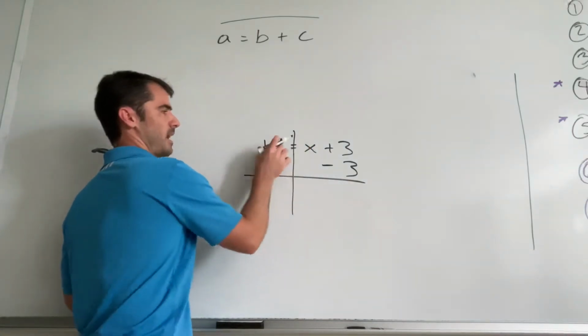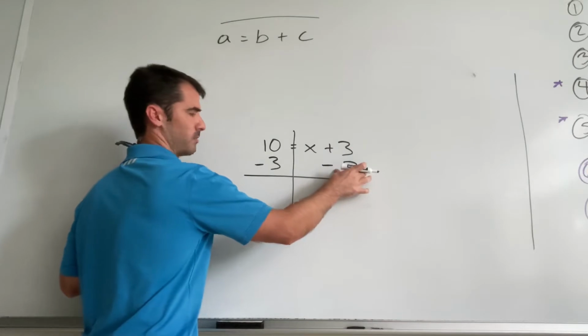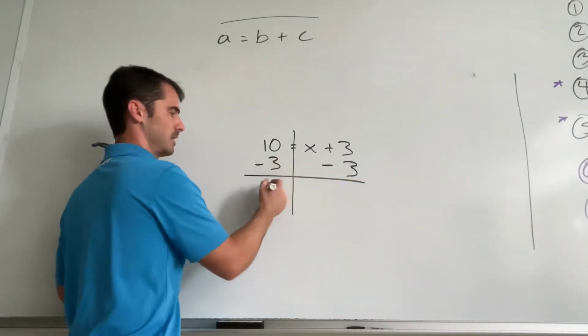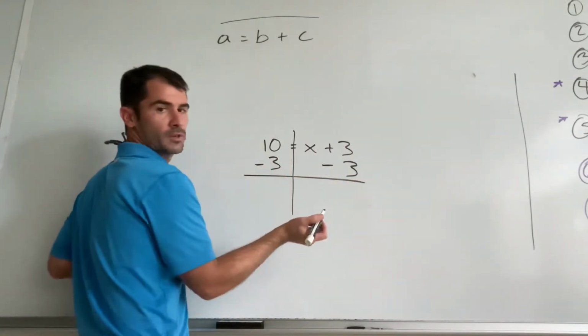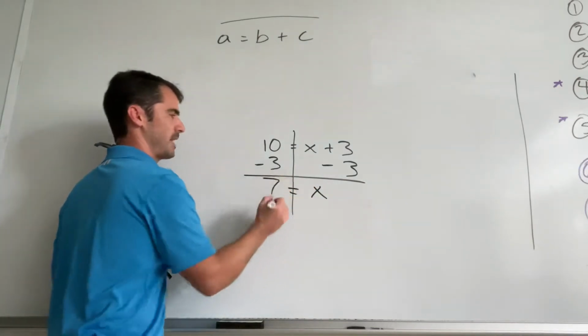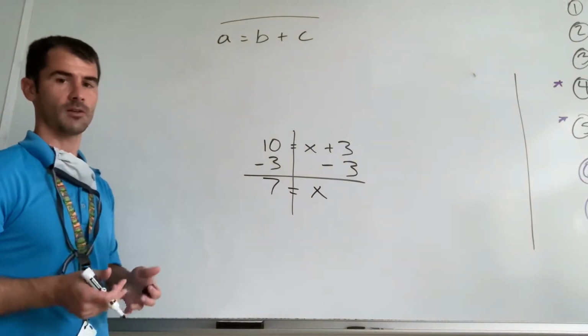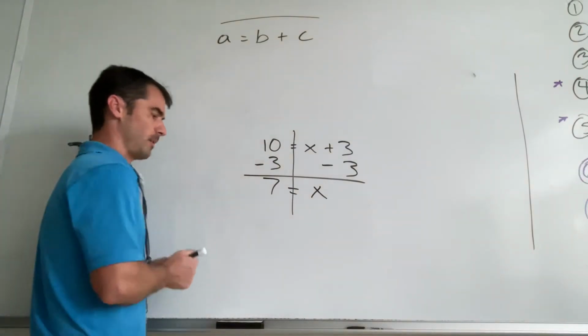Okay? Because right now, both sides equal 10. So if I subtract 3 from one side, I've got to subtract it from the other side. Now I know most of you didn't need to do that in order to solve and find out that x was 7. But we still have to know this skill in order to work more complicated problems.